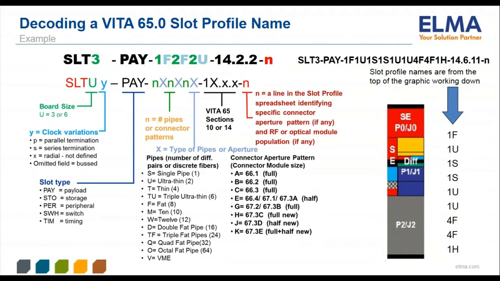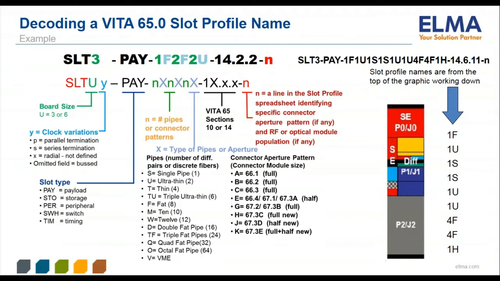Each slot profile has its own detailed section where signal names, clock terminations, pipes, and apertures are all defined with rules and permissions. The name of the slot profile corresponds to the features in the slot profile from top to bottom of the illustration. Notice that this slot profile name example ends with 14.6.11, which is the section where all the details of this particular slot profile are defined.